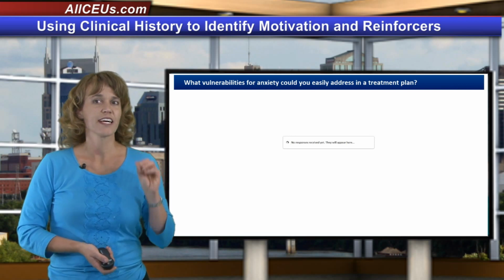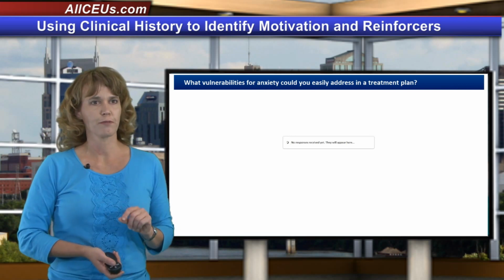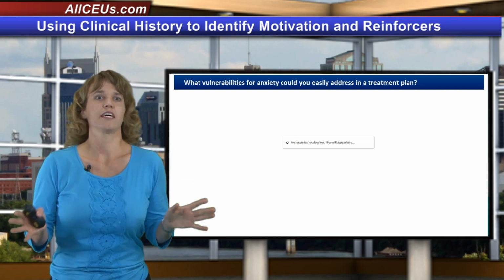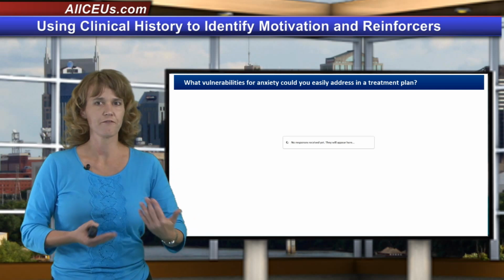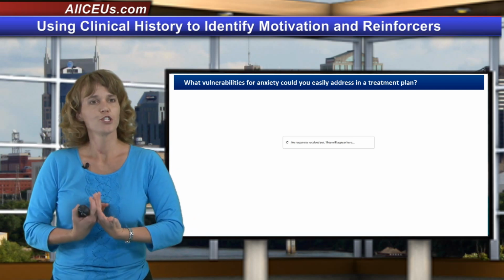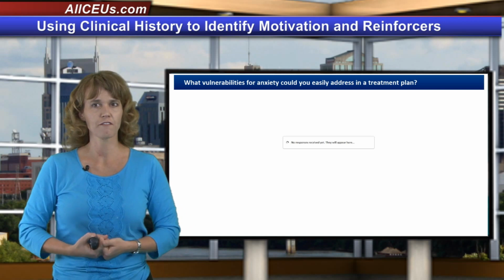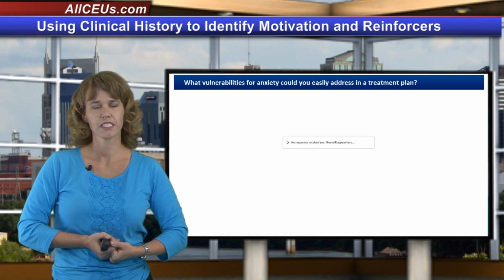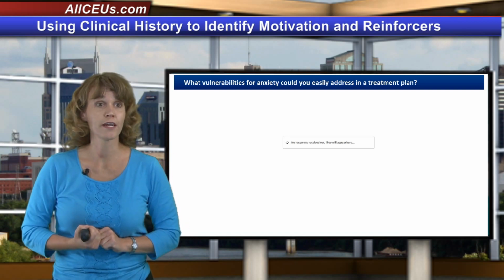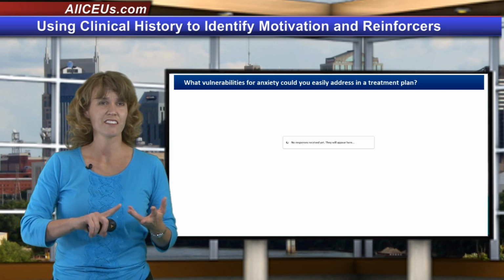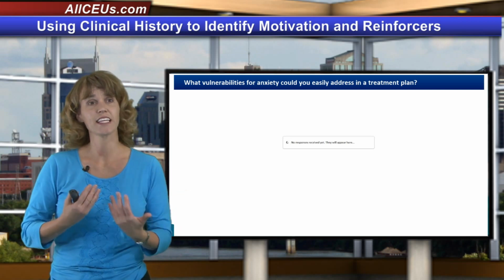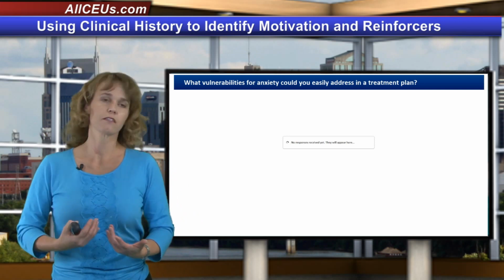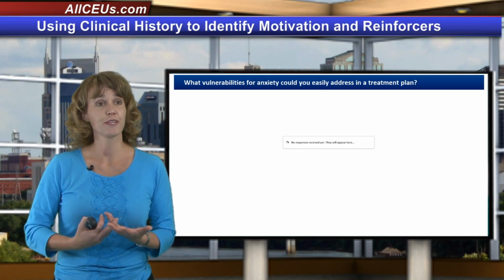What vulnerabilities for anxiety could you easily address in a treatment plan? So we're talking about vulnerabilities. Sally says she's anxious all the time. So we talked about what some vulnerabilities might be. So what are some things she could easily address to give herself some buffers? Avoiding stimulants would be one. Too much caffeine, decongestants, anything that might tend to just naturally hype her up and make her feel a little bit more anxious is going to be something that we can look at.